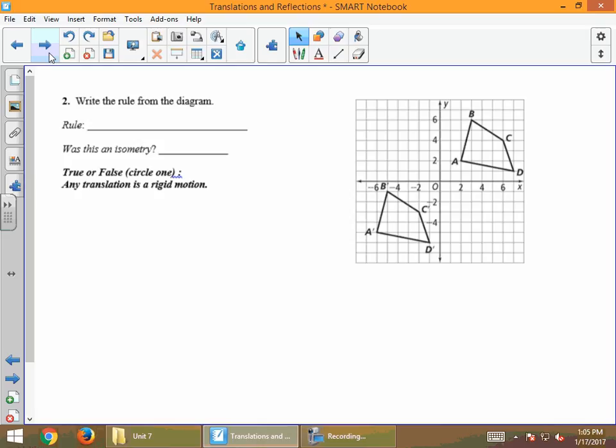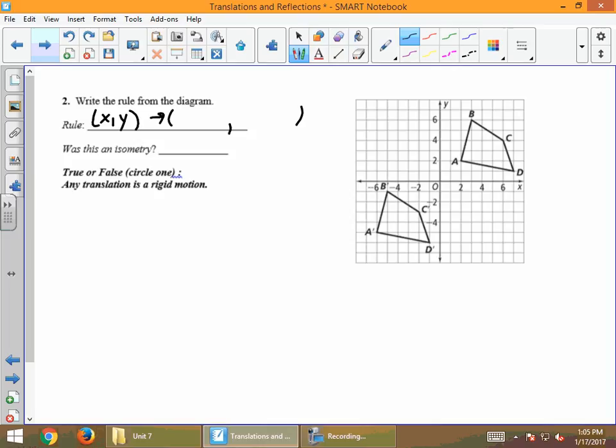We're going to write the rule both ways so you kind of get in the habit. We're going to do the equation way first. Alright. So pick any point, A, B, C, or D, it doesn't matter. Which one do we want to pick? A. We're going to start with A. Then we have to figure out how we move A to match up with A prime. Okay? So do we move to the left or the right first? To the left. How far to the left did we go?